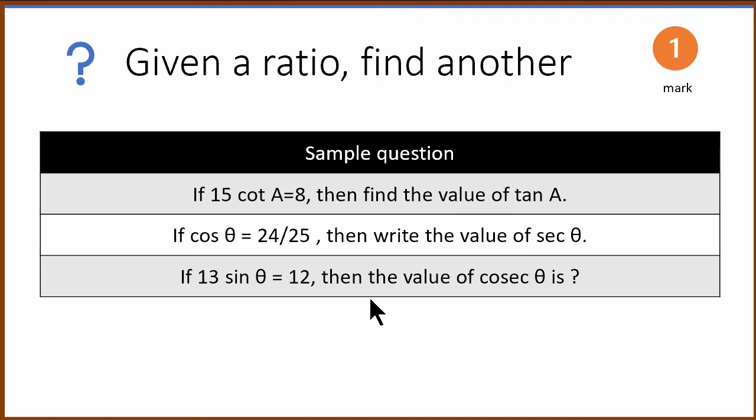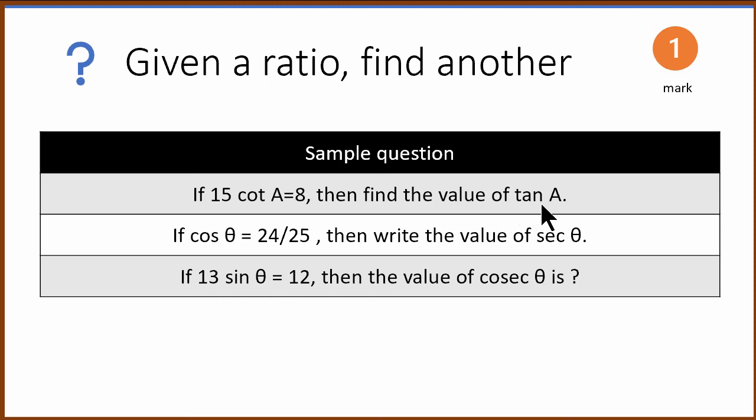The first kind of 1 mark question is where you are given one ratio and you are asked to find another ratio. Let's look at an example. These questions are from the previous examination papers and the model question paper. So the first question says, if 15 cot A equals 8, then find the value of tan A.